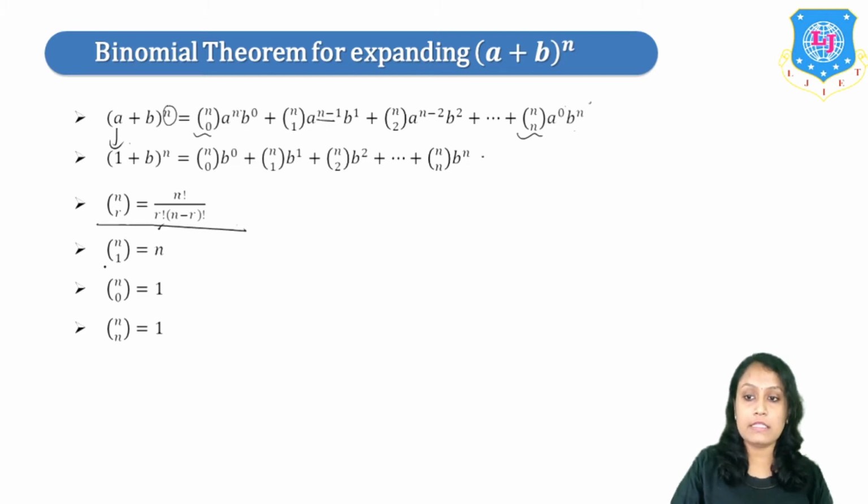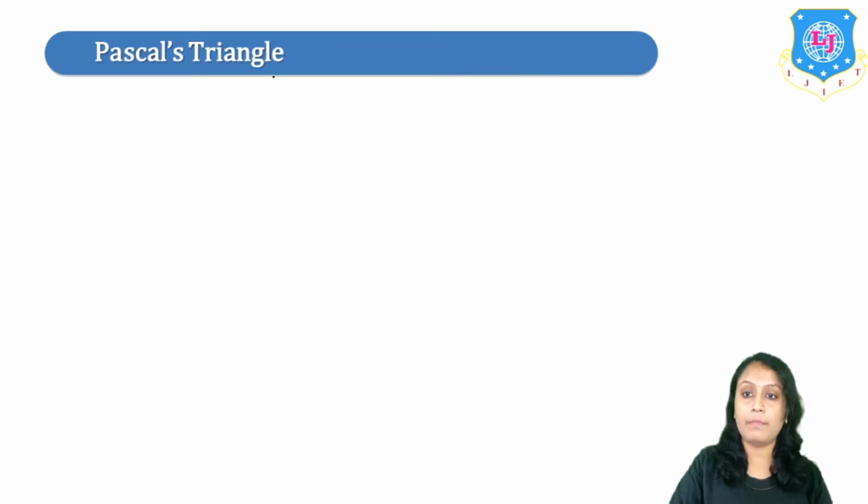The answer of nC1 is n. We can use this formula and derive this answer. So this is n factorial upon 1 factorial into (n minus 1) factorial. We can write n factorial as n into (n minus 1) factorial. This 1 factorial is 1, and (n minus 1) factorial is as it is, so these two cancel. So your answer is n. Similarly, using this formula, we can find that nC0 is 1 and nCn is 1.